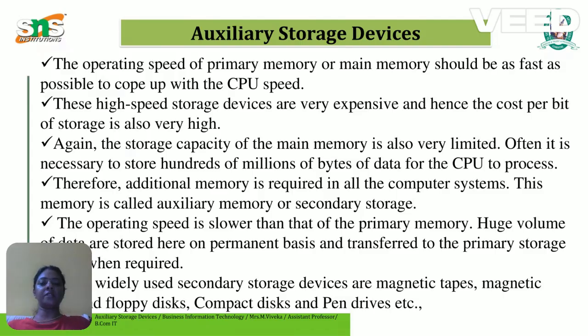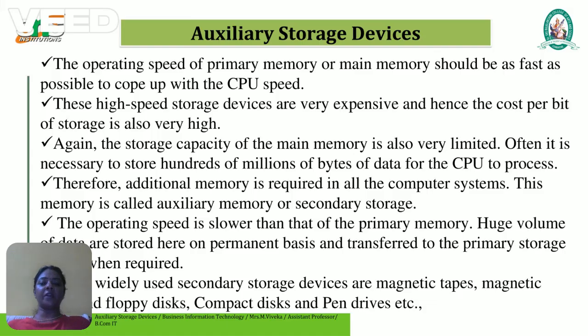So here the operating speed of the primary memory or main memory should be as fast as the CPU speed. These high-speed storage devices are very expensive, and hence the cost per bit of storage is also very high. So the storage capacity of the main memory is also very limited. It is necessary to store 100 millions of bytes of data for the CPU to process. So additional memory is required in all the computer systems. It is called the auxiliary memory or the secondary storage.